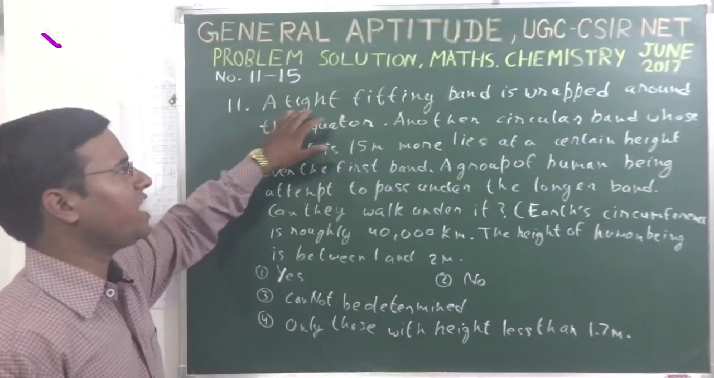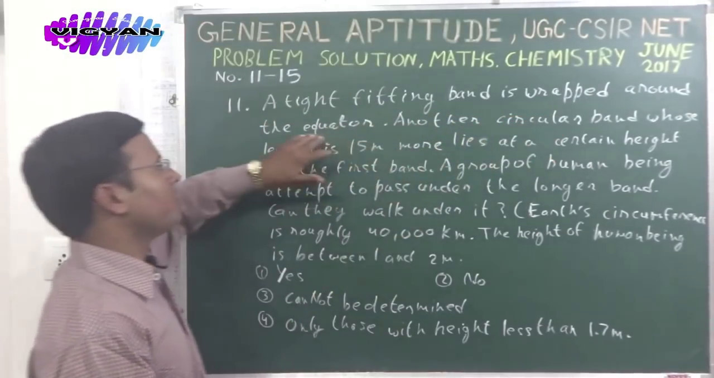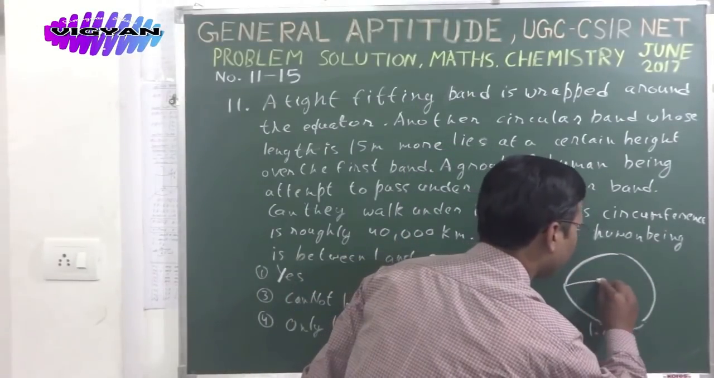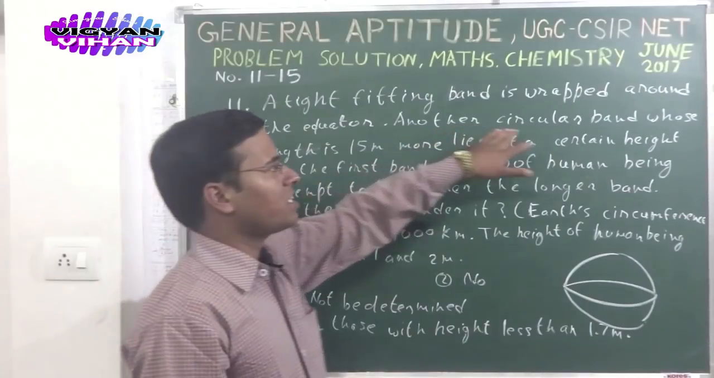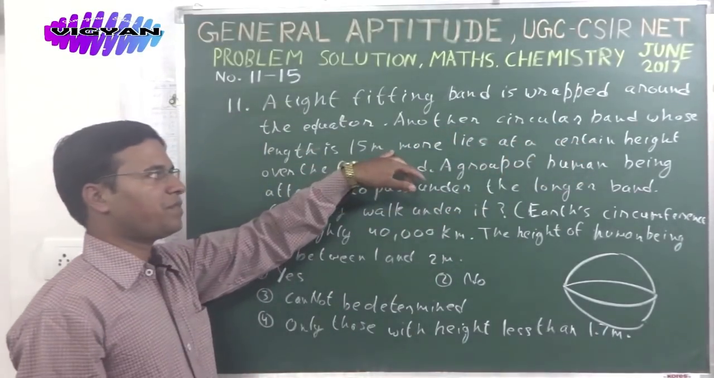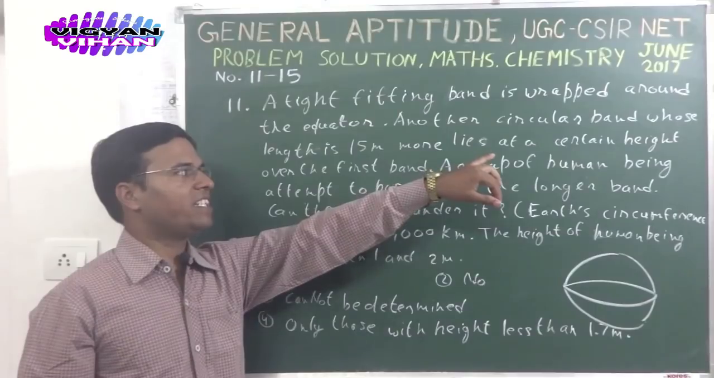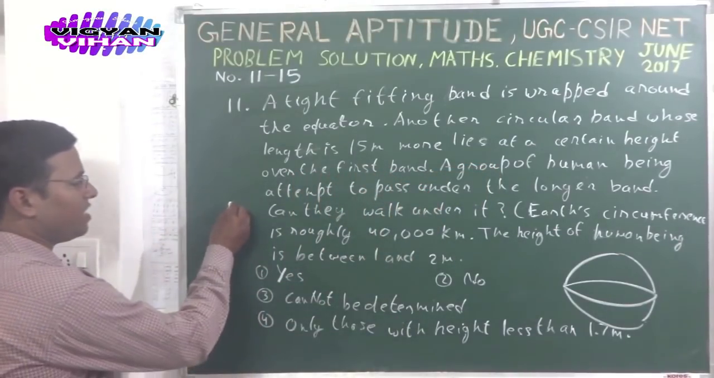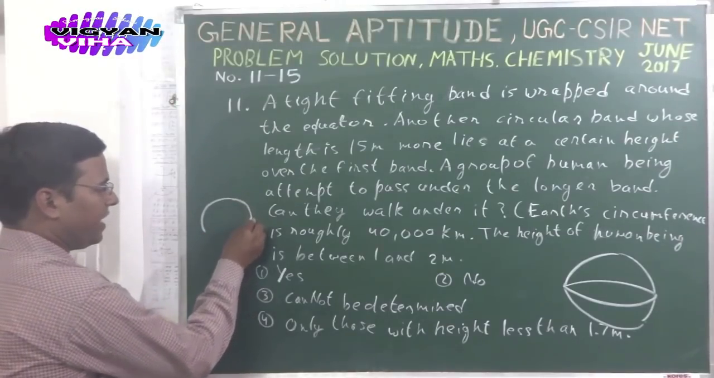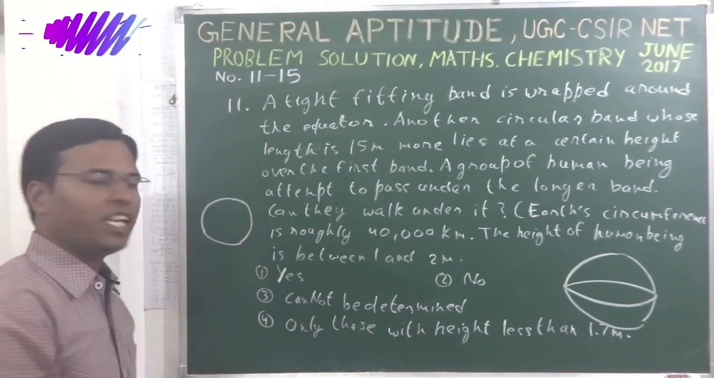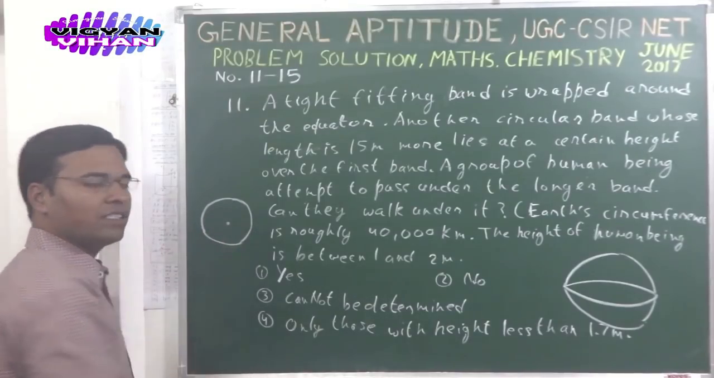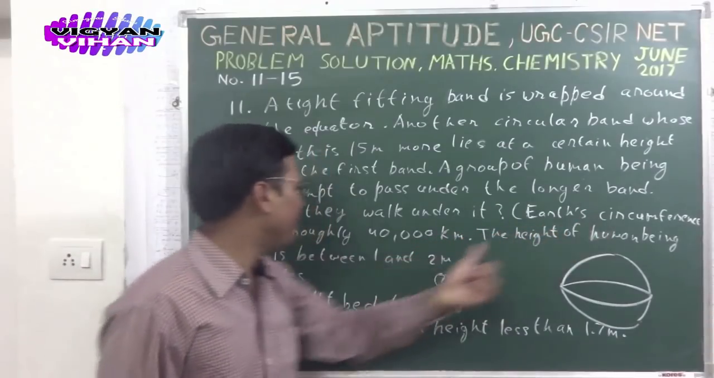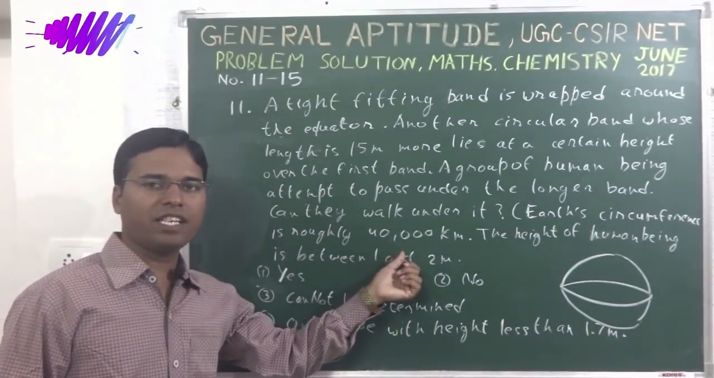In this problem, a tight fitting band is wrapped around the equator. The equator of Earth is a kind of circular ring. Another circular band whose length is 15 meter more lies at certain height over the first band. In that condition, the equator is the inner circle. If we look from one pole, it may be North Pole. According to the given problem, Earth's circumference is roughly 40,000 kilometers.